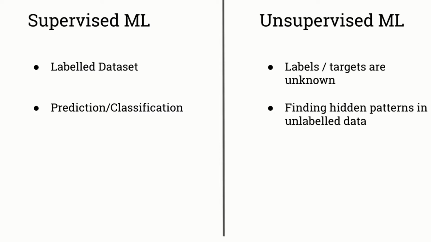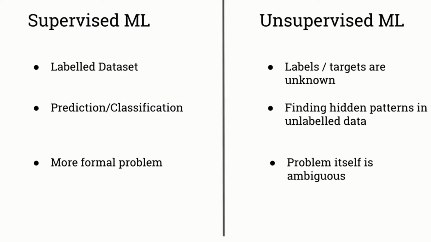Whereas an unsupervised machine learning algorithm is trying to find hidden patterns in the unlabeled data. It is trying to find a structure in them and find similarities in the content there. Overall, what you could say is a supervised machine learning problem is more formalized, mathematically speaking, or even conceptually. For an unsupervised machine learning algorithm, you kind of don't know what you're looking for. So the problem itself is ambiguous in that case.